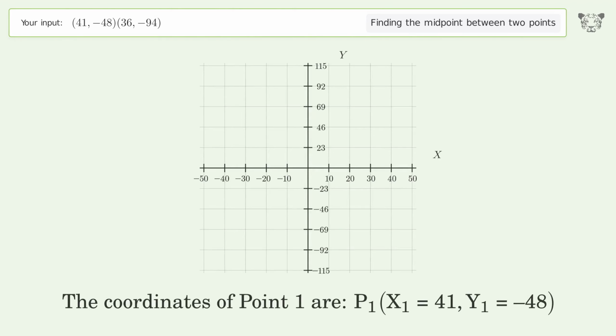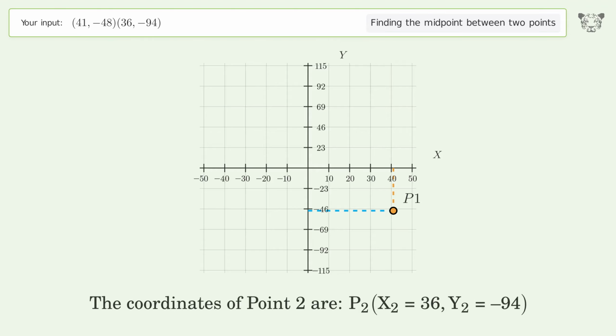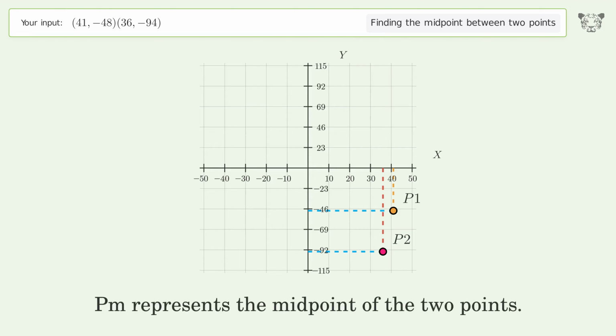The coordinates of point 1 are x1 equals 41, y1 equals -48. The coordinates of point 2 are x2 equals 36, y2 equals -94. PM represents the midpoint of the 2 points.